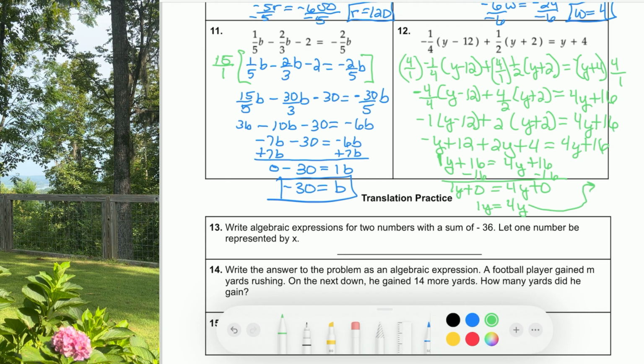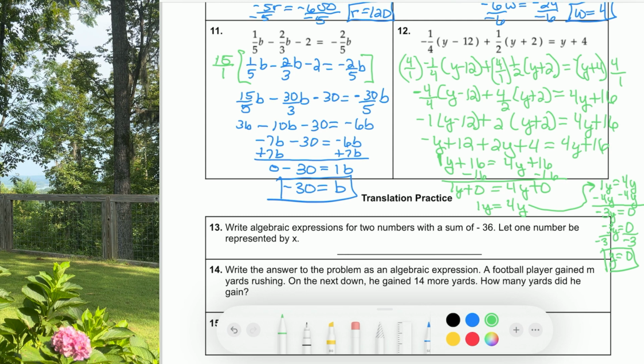Bring it up right here so we have a little bit more room. I'm going to subtract 4y from both sides. So I'll see 1y, subtract 4y. I get negative 3y equals 0. Divide by negative 3, because we're not done yet, and y equals 0. So our answer is actually 0 on this one.